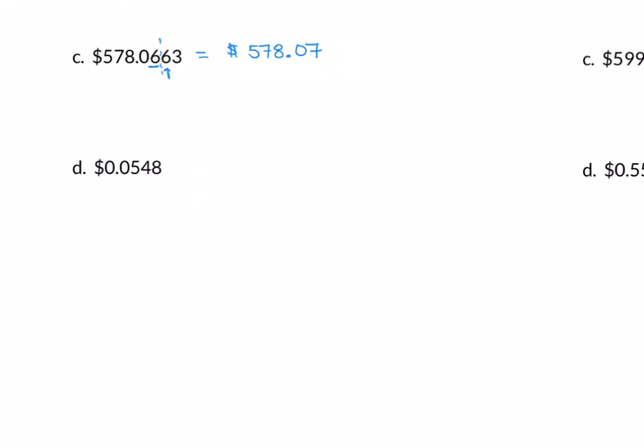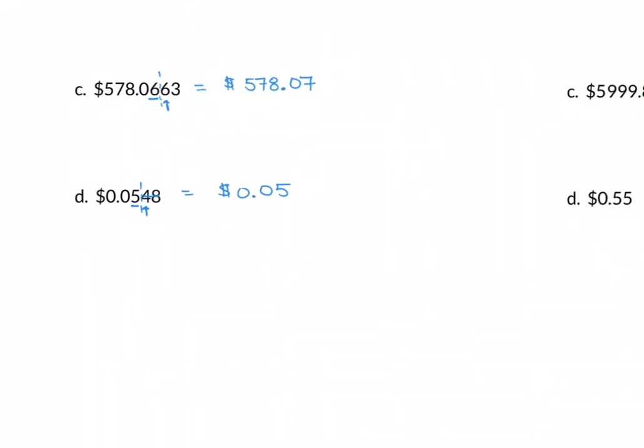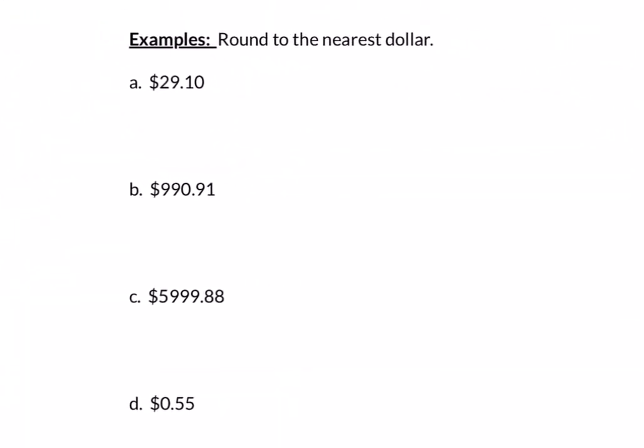And last one, my digit in the cents column is the 5. We put our dashed line. If we look at the digit to the right, it is a 4. Since it is less than 5, we round down, so we're going to leave the 5 the same and then discard all of these other digits. All right, that takes care of rounding to the nearest cent, so now let's try some dollars.